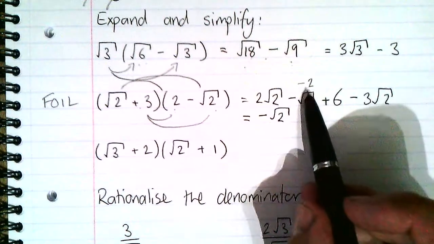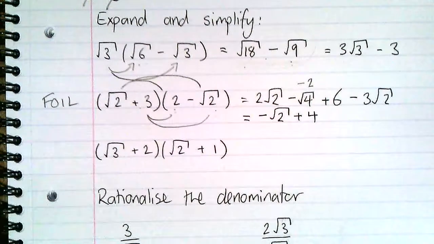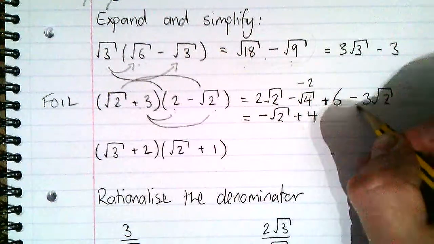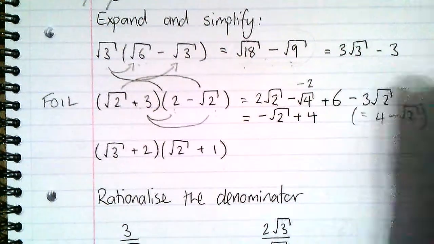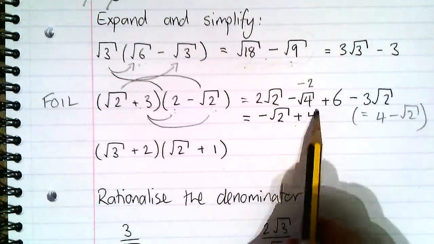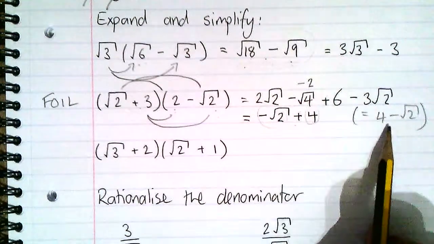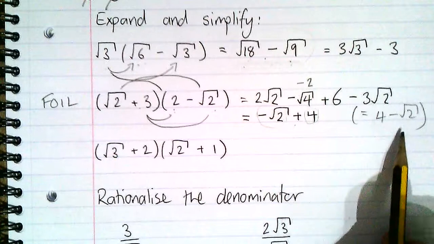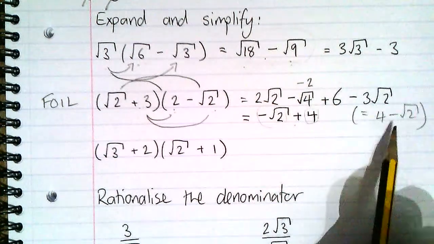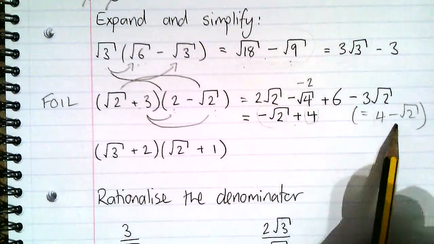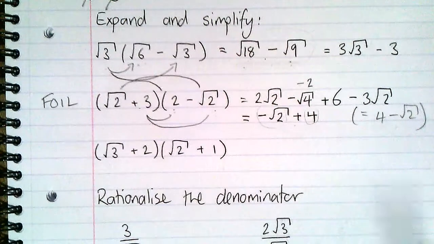And I've got negative 2, add 6, which is positive 4. Now I know that some of you will prefer to write this as 4 subtract square root of 2, using the fact that addition here is commutative, so I can swap the 4 and the negative root 2 around and have 4 at the front and negative root 2 at the end. Either of these will get you full marks in the exam. You don't have to write it like that. I prefer to write it like that myself, and I know that some of you are pedants like I am, and you would prefer to write it like that as well.